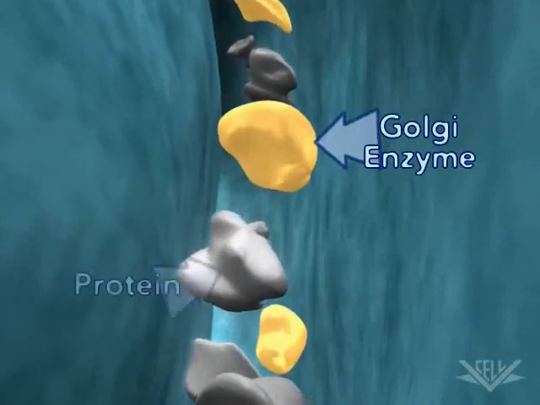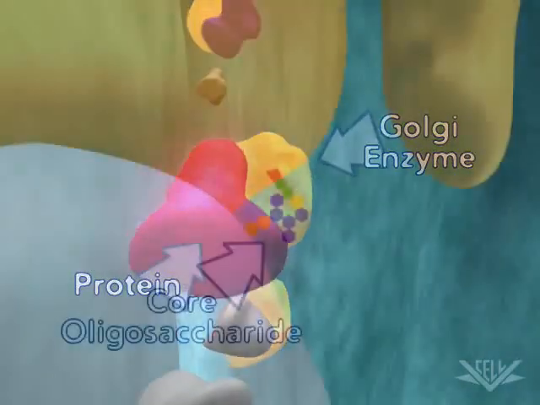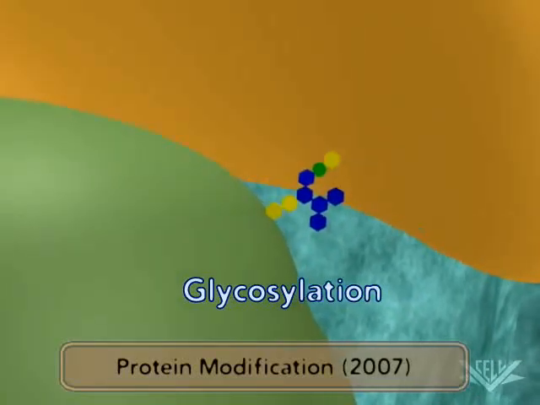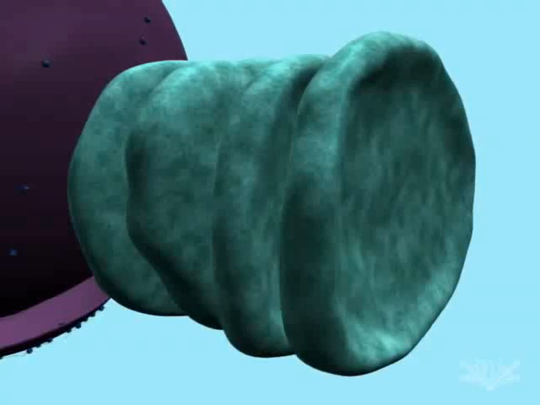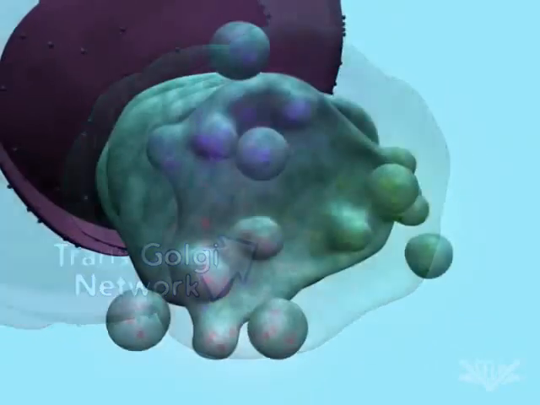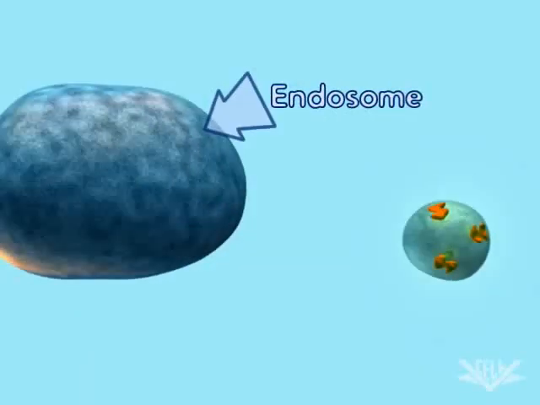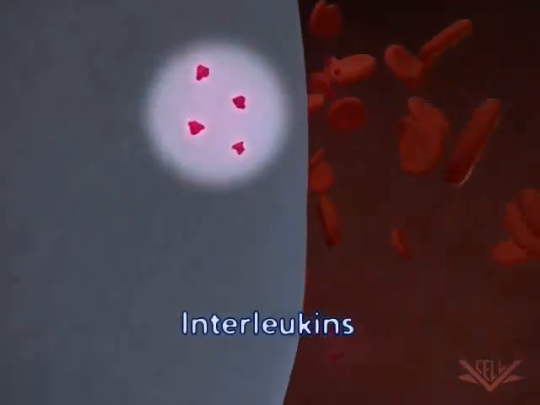As the cisterna matures, enzymes inside can modify the protein. This modification creates a molecular tag that is used to target the protein to a specific cellular location. Eventually, the cisterna will mature into the trans-Golgi network. From here, vesicles can deliver proteins to cellular locations such as the endosome or the cell membrane, where the proteins can be embedded or exported from the cell.